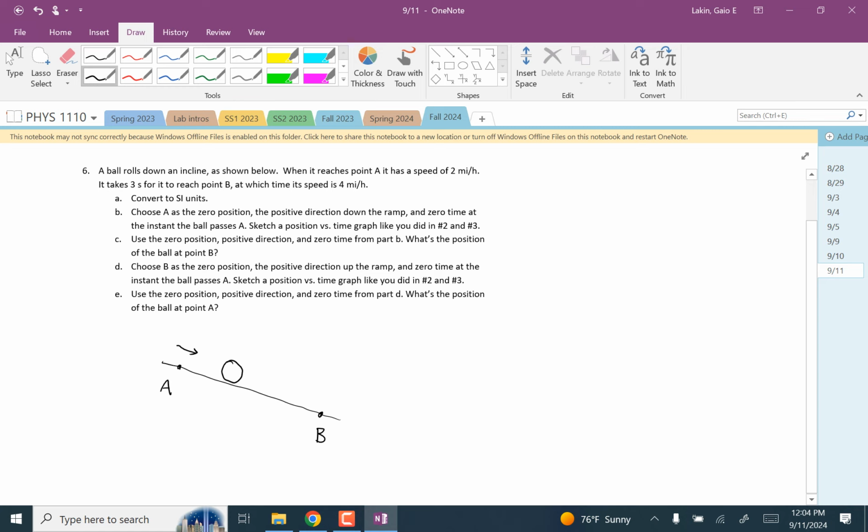So when it passes point A, it's going 0.89 meters per second. And when it passes point B, it's going 1.79 meters per second. And it takes 3 seconds to get from A to B.